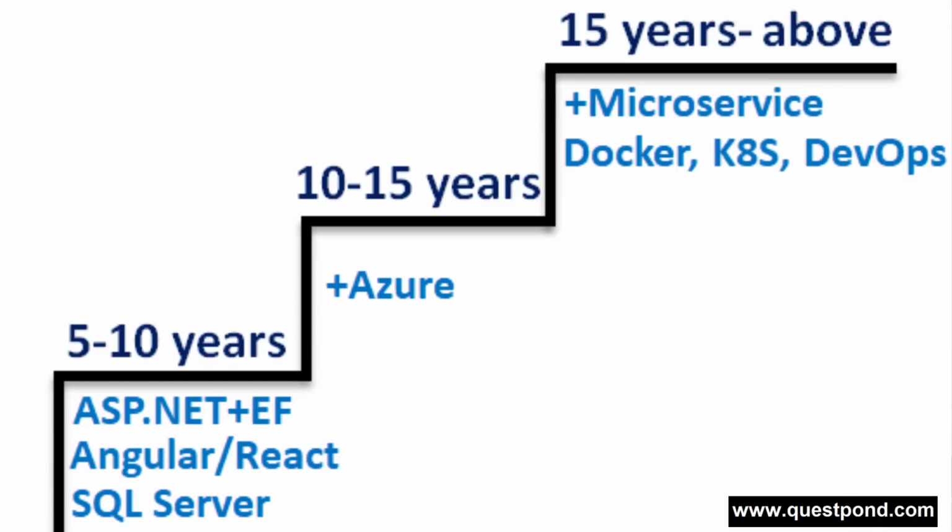So in short, if I try to summarize, what I understand is that by just doing the basic ASP.NET, a basic front end with Angular or React, Entity Framework, SQL Server, you should easily land a good job. But as soon as your years of experience rise, Azure becomes more compulsory. And if you raise the bar higher, like 15 years and above, the whole world is asked of you. They ask for DevOps, CI/CD, Jenkins, Kubernetes, Docker, microservices, right?